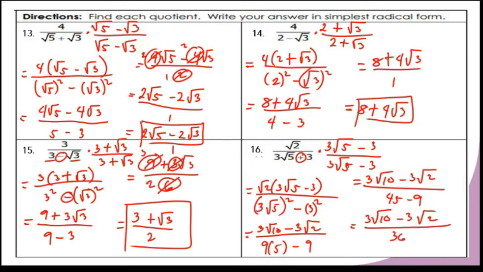There is a common factor between the numerator and the denominator. So there is 3 as a common factor. So dividing out 3, 3 divided by 3 is 1. 3 divided by 3 is 1. 36 divided by 3 is 12. Therefore, the final answer now will be square root of 10 minus square root of 2 all over 12.